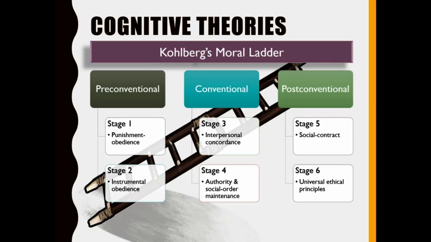People who are chronic criminals tend to score more in the pre-conventional level. So there are some things about Kohlberg's moral ladder that have been, this theory has been well substantiated through different kinds of studies and things like that.